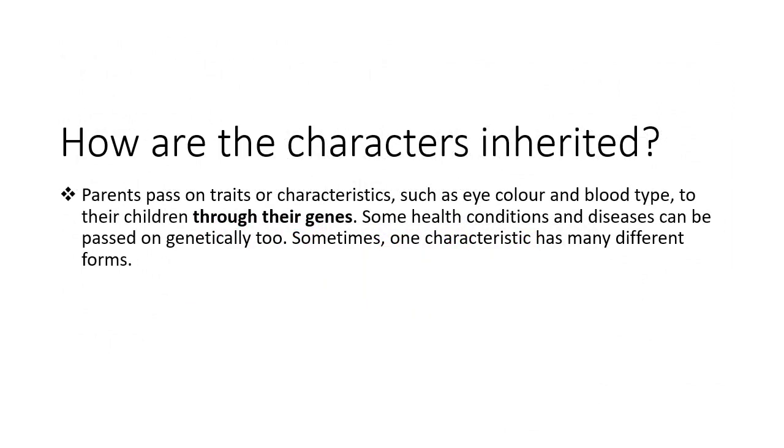How are characters inherited? Parents pass on their traits or characteristics, such as eye color and blood type, to their children through their genes. Some health conditions and diseases can be passed on genetically too. They are called genetic disorders. Sometimes one characteristic has many different forms.